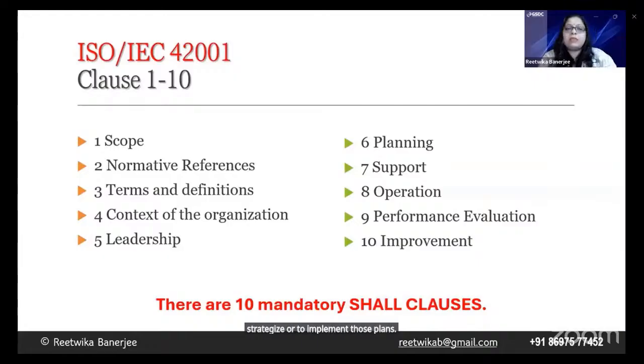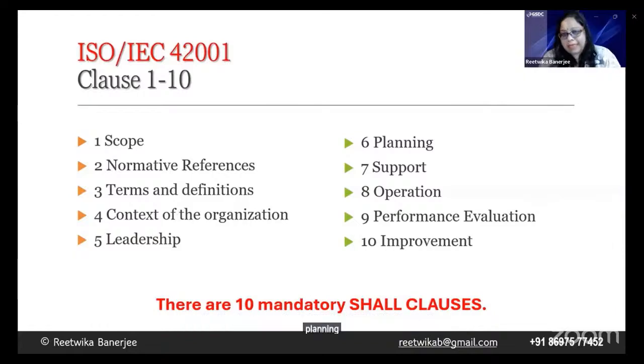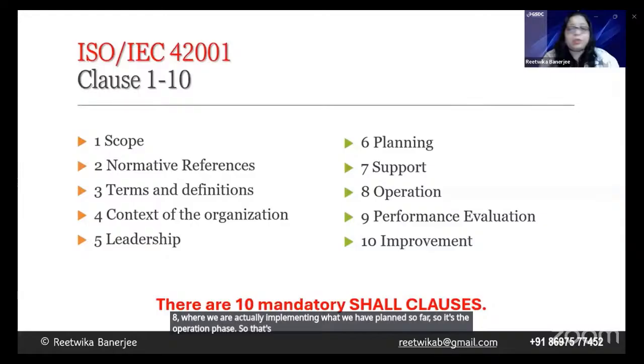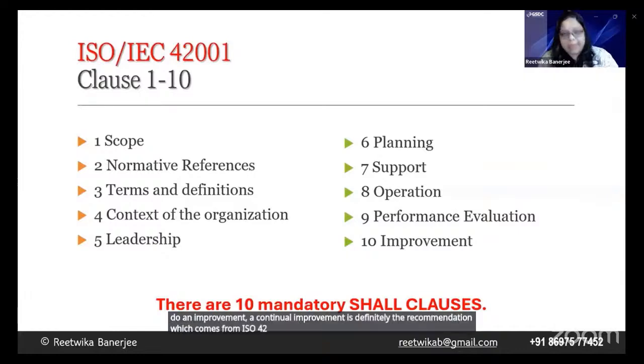So if we look back, clauses number 4, 5, 6, 7 actually talk about the planning phase of a PDCA cycle. Moving on to clause 8, where we are actually implementing what we have planned so far. So it's the operation phase, the do phase. And then we have clause 9, where we are performing an evaluation of the AIMS systems which we have developed and which is in operation. So this is the check phase, the assessment phase, and the audit phase. And then finally, depending upon the findings we get in clause 9, we are going to do an improvement. Continual improvement is definitely the recommendation which comes from ISO 42001. And this is where we see how we can improve the AIMS as a system.